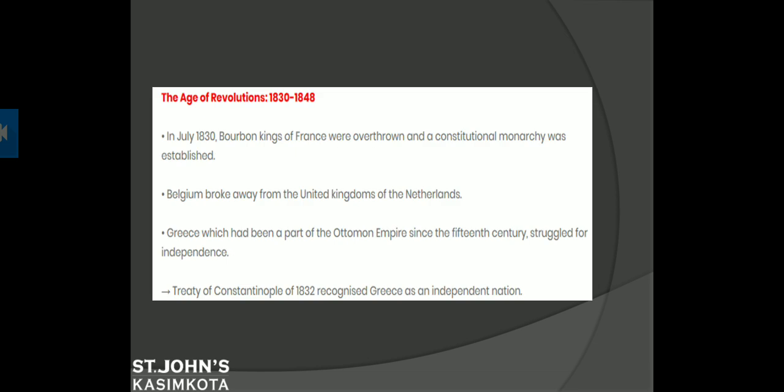The age of revolutions of 1830 and 1848. In July 1830, the Bourbon kings of France were overthrown and a constitutional monarchy was established. Belgium broke away from the United Kingdom of the Netherlands. Greece, which had been a part of the Ottoman Empire since the 15th century, struggled for independence. Here, what happened? The Treaty of Constantinople of 1832 recognized Greece as an independent nation. Remember this.